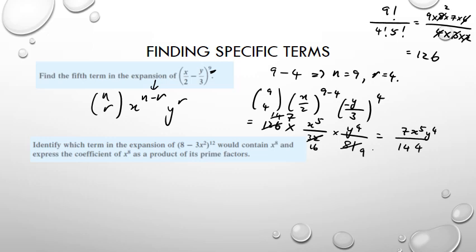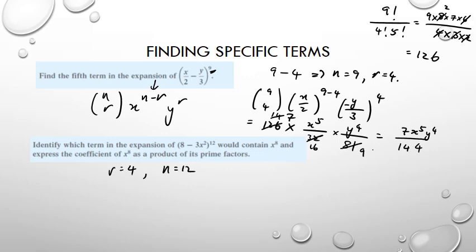Identify which term in the expansion of that would contain x to the power of 8 and express the coefficient of x to the power of 8 as a product of its prime factors. So, because this time it's x squared, we need r to be equal to 4.